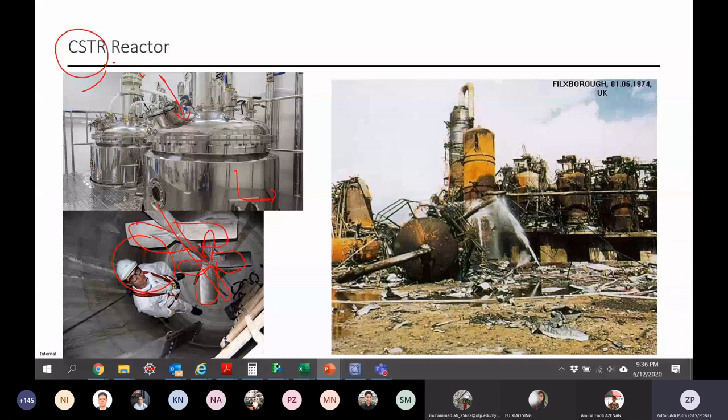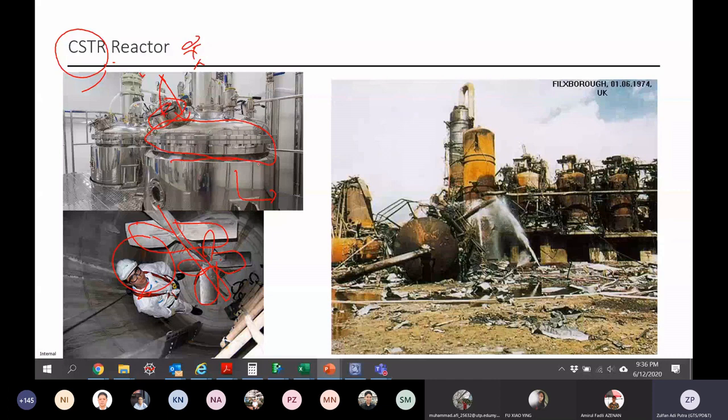This guy is in the reactor to make sure that the mixer is clean, that there are no impurities whatsoever, no dirt or whatnot. That means you have to be able to open this so that this guy can come in, or you have to have a manhole, for example, big enough for a guy to get inside there.